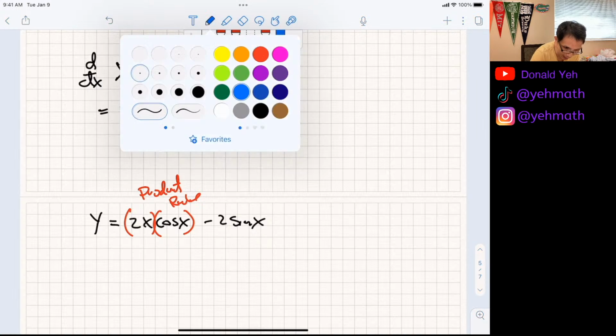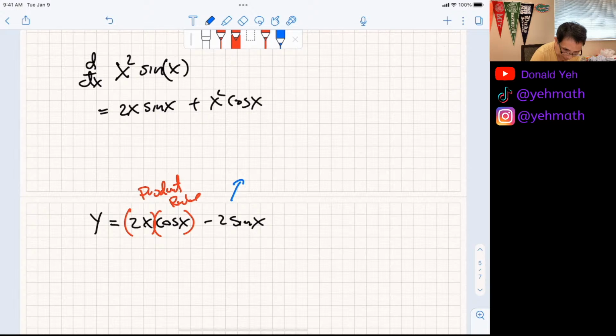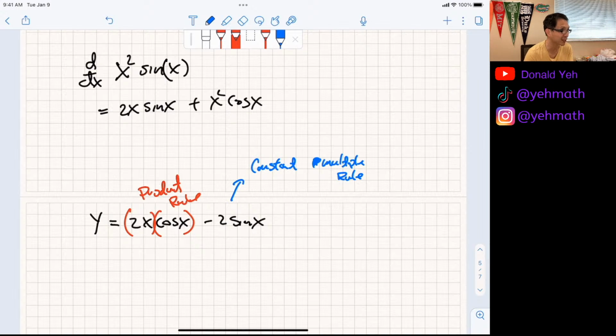Here is called constant multiple rule. Why is it called constant multiple rule? Because just like 2x or 2x squared, the derivative of x squared is 2x. The 2 is just in the front. All you gotta do is take the derivative of sine of x, cosine of x, and you're done.